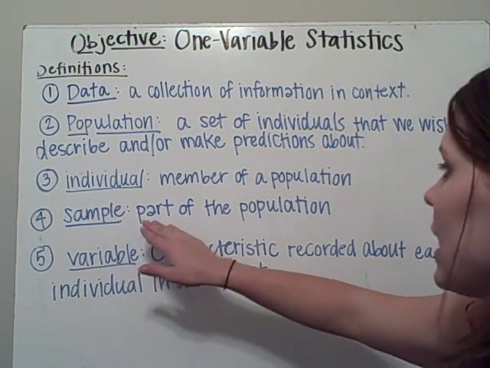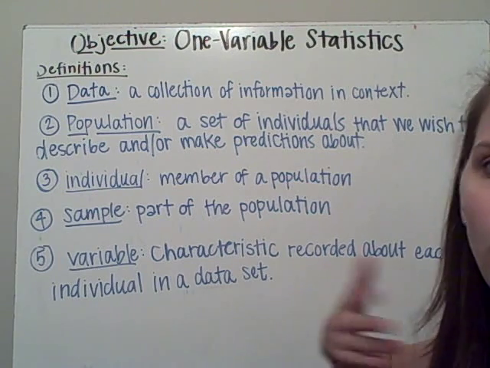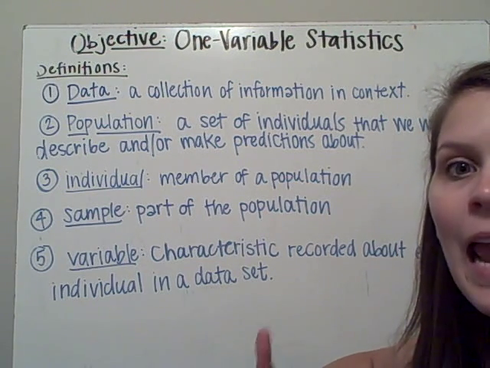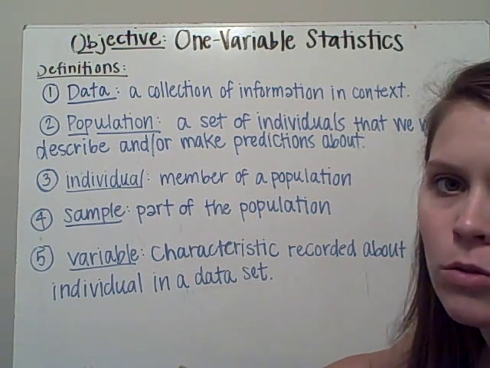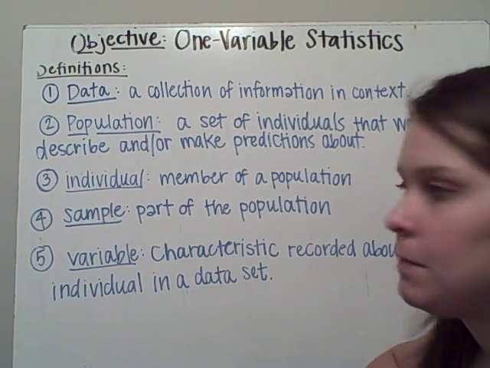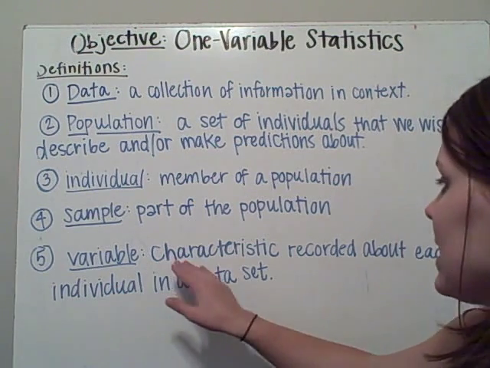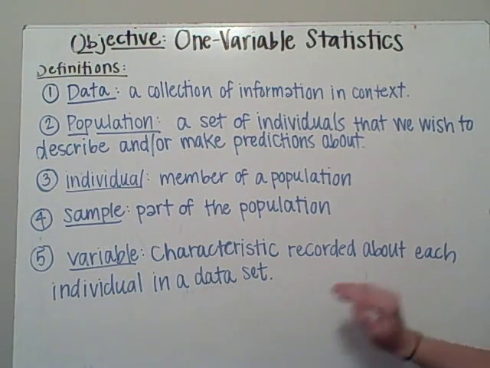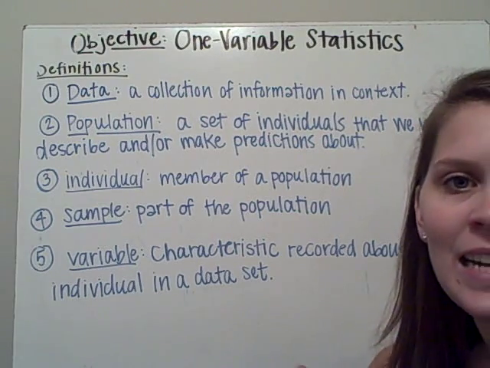A sample is a part of the population. So for example, if I want data on the 8th grade at Durant Road Middle School, the 8th grade is a sample within our population. And a variable is a characteristic recorded about each individual in a data set.